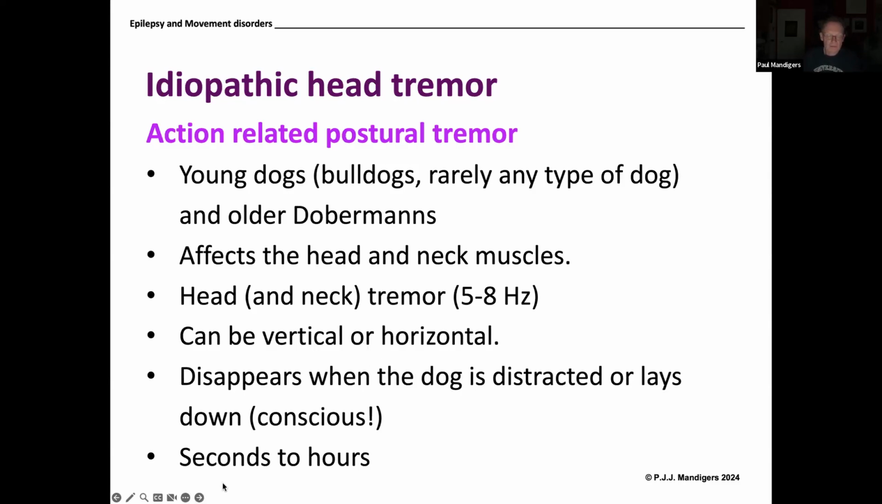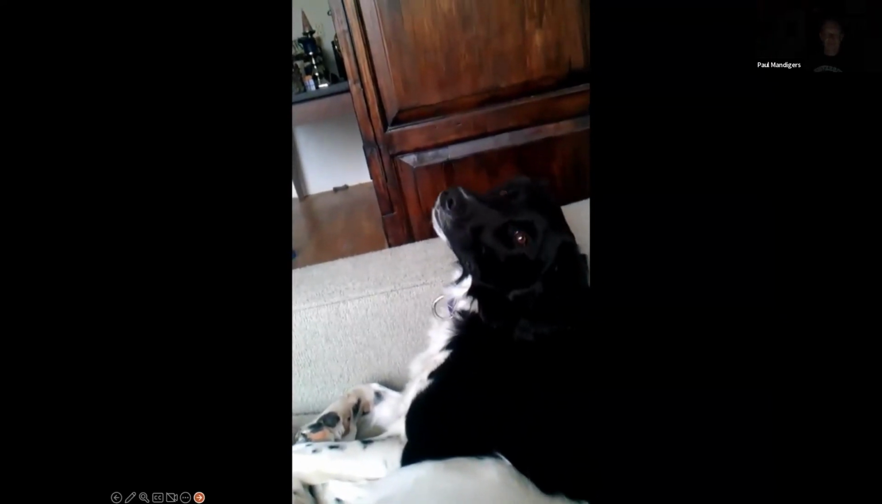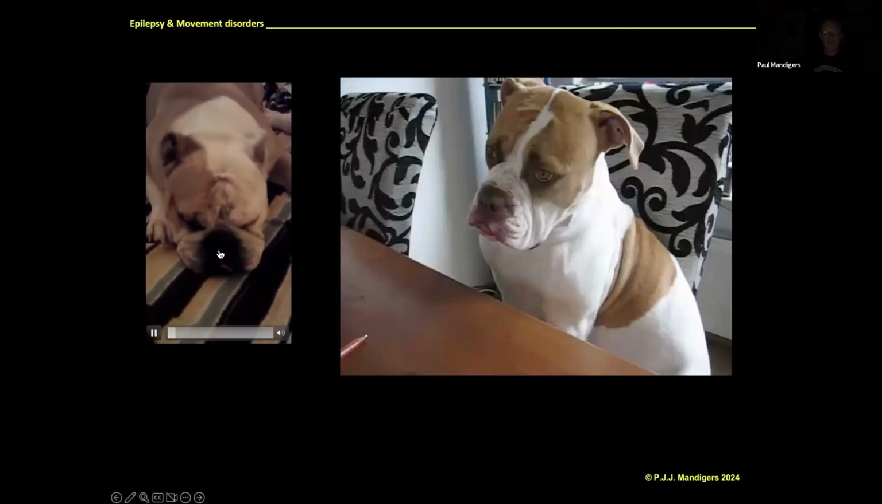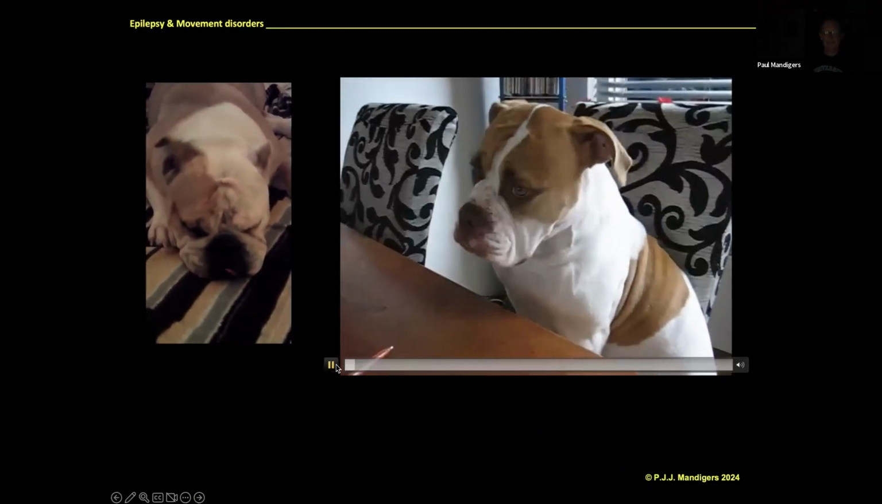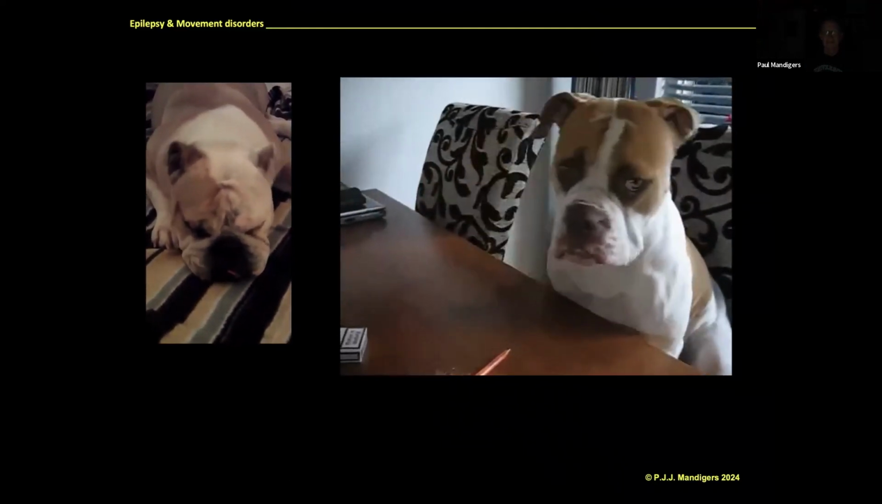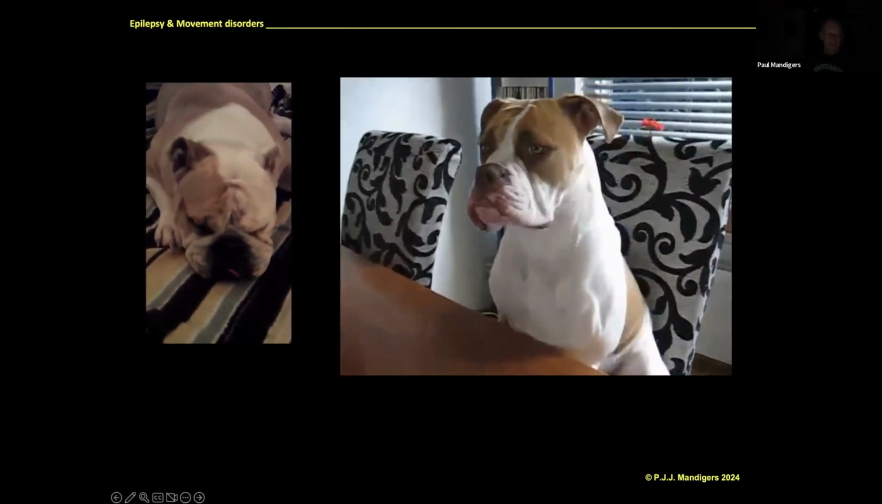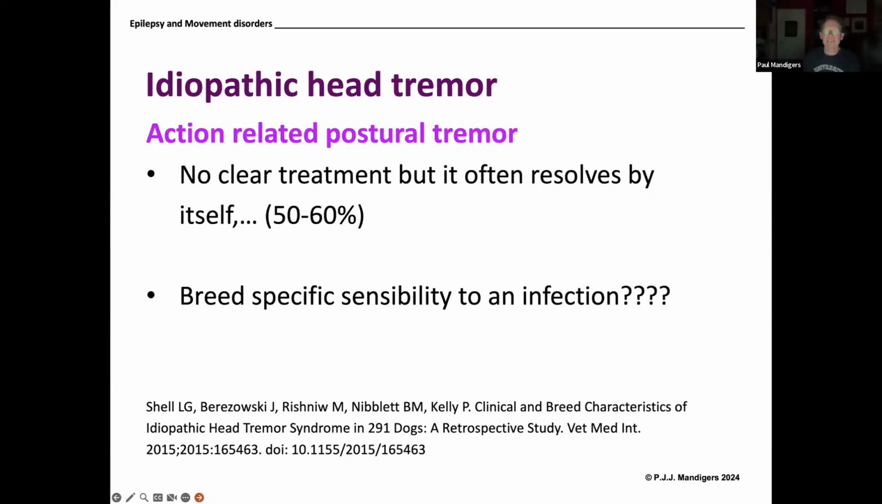And it's a tremor with always the same frequency. So here is a horizontal one. And this is, for instance, also horizontal. And this is also horizontal. Now, these guys are always young dogs. And that's the reason why we think that it might be, because it's always something like a bulldog, French bulldog, and so on, a breed-specific sensibility for, let's say, an infection.